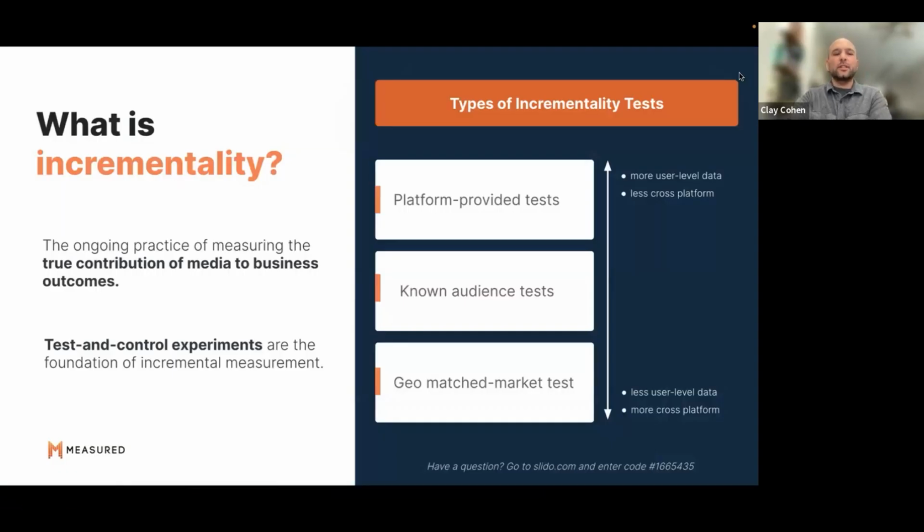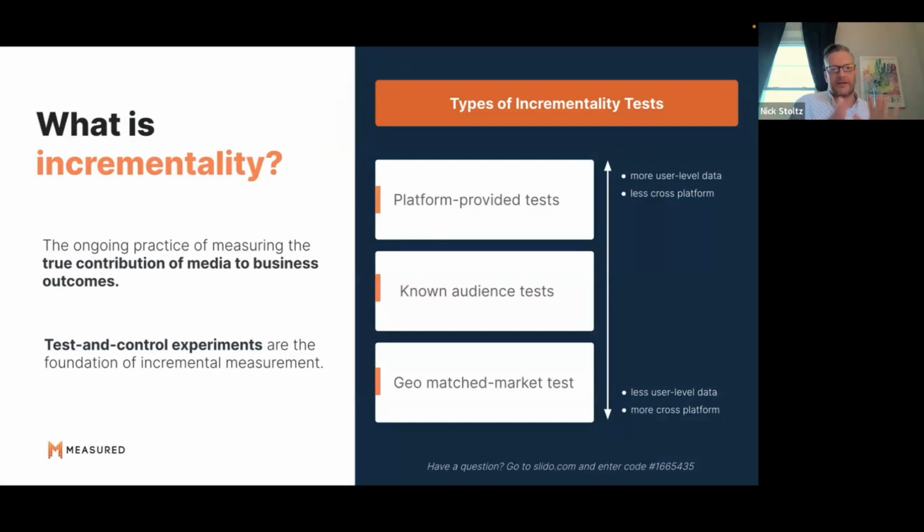All right, so moving on, we're going to do a little brief overview of incrementality and talk about testing for a minute. Nick, can you give us a quick couple sentence explanation of what is incrementality for someone who may not be familiar? Yeah, thanks for the softball, Clay.